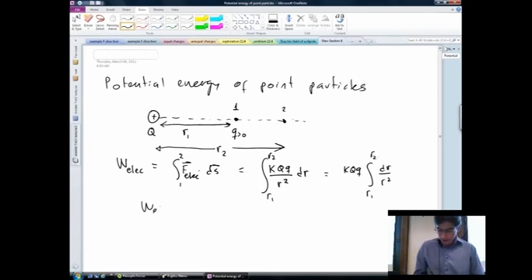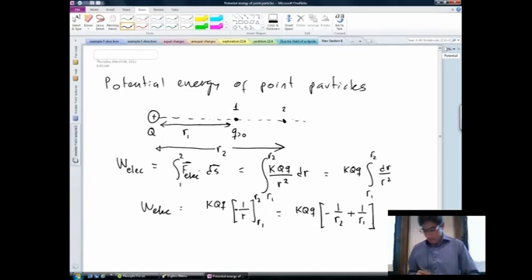So the answer is that the work done by the electric force goes like -1 over r, and you're evaluating this between R1 and R2, which means you replace r with R2 in your equation, and you subtract the equation evaluated at R1. So Q times, this is -1 over R2, minus with minus, plus 1 over R1.